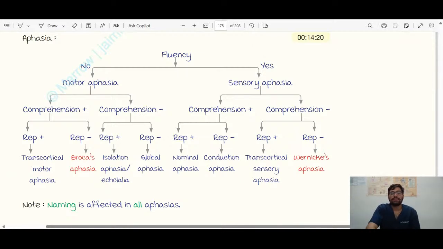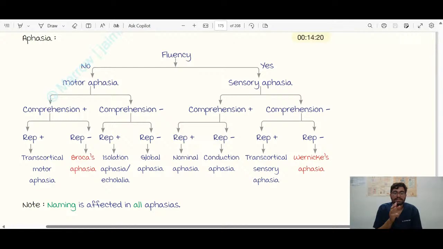Then we will move further to aphasia. Let us look at the meaning of aphasia, starting with fluency. Is the speech fluent, yes or no? If no, motor aphasia takes place. If yes, sensory aphasia. I will discuss motor aphasia first.